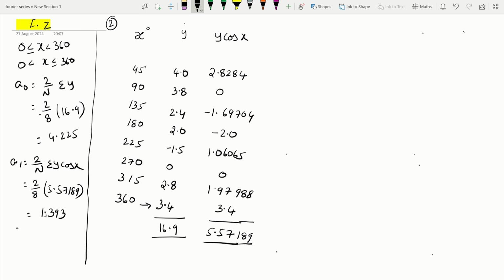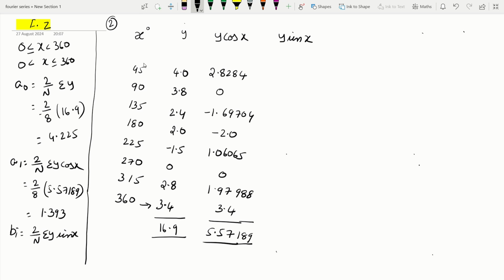1.31393. Okay. Similarly, let me calculate the B1 value now. B1 is 2 by n summation y sin x. This is the formula. Again, calculate y sin x. Please enter this equation in your calculator: Alpha, comma, sine, open bracket, alpha, closed bracket, again closed bracket, CALC option. Then give the y value 4.0, x value 45. It will give the answer directly.